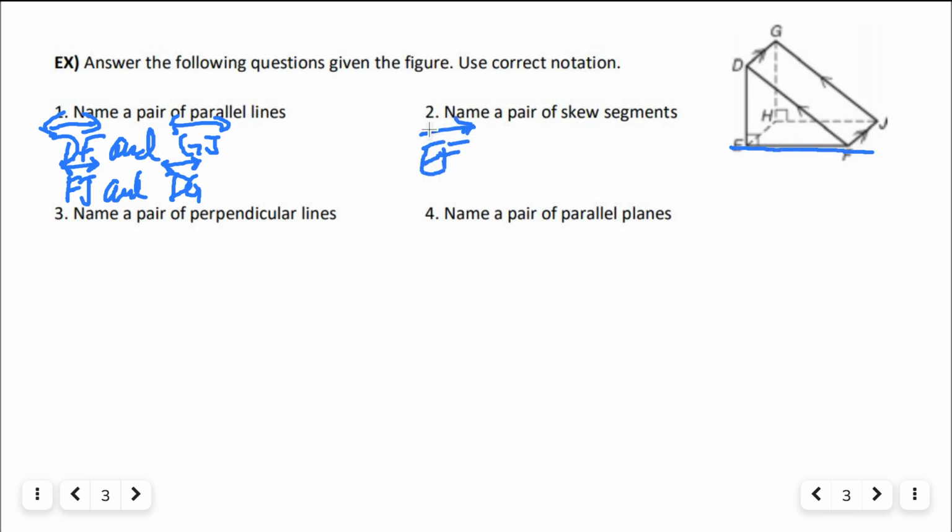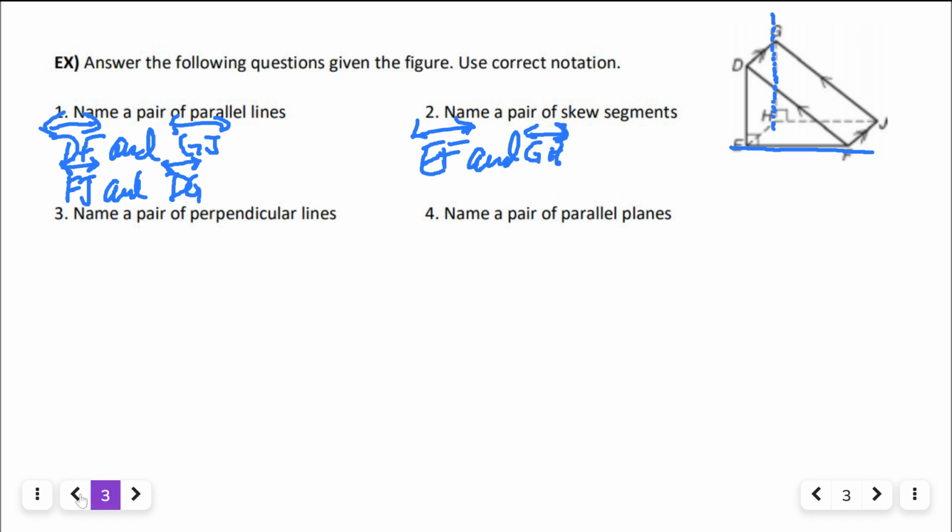EF. Now we've got to find another line that's not on the same plane as EF. So it can't be on the bottom of the box, or the bottom of this figure, or on this side of the figure. And it can't intersect. It can't meet EF. So it looks like GH would be one option over here in the back corner. Okay, GH would work. Those are skew segments.